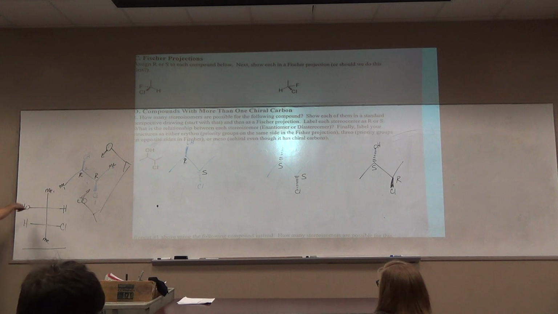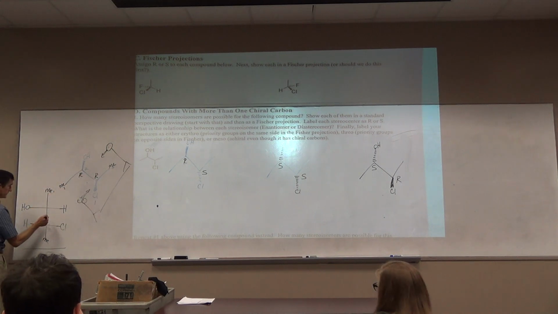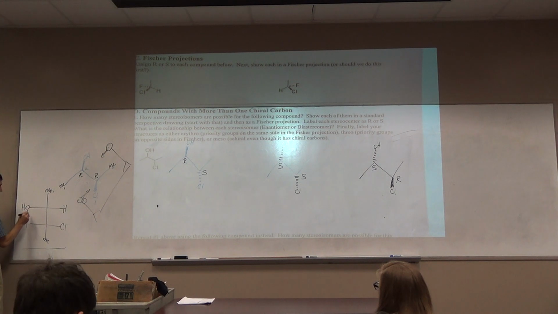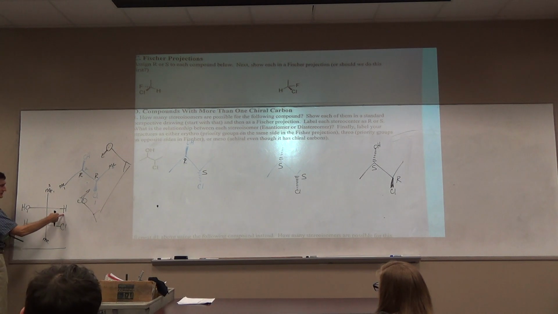Okay, we can actually check ourselves, because we know that's R and R. We already did that. Is this R and R? Let's do it again. Oxygen is 1. Carbon with chlorine would be 2. Methyl would be 3. H would be 4. How is the H right now?